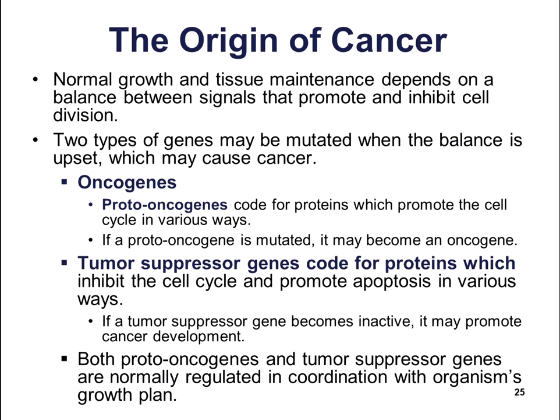The origin of cancer. Normal growth and tissue maintenance depends on a balance between the signals that promote and inhibit cell division. There are two types of genes that may be mutated when the balance is upset, and this could cause cancer.